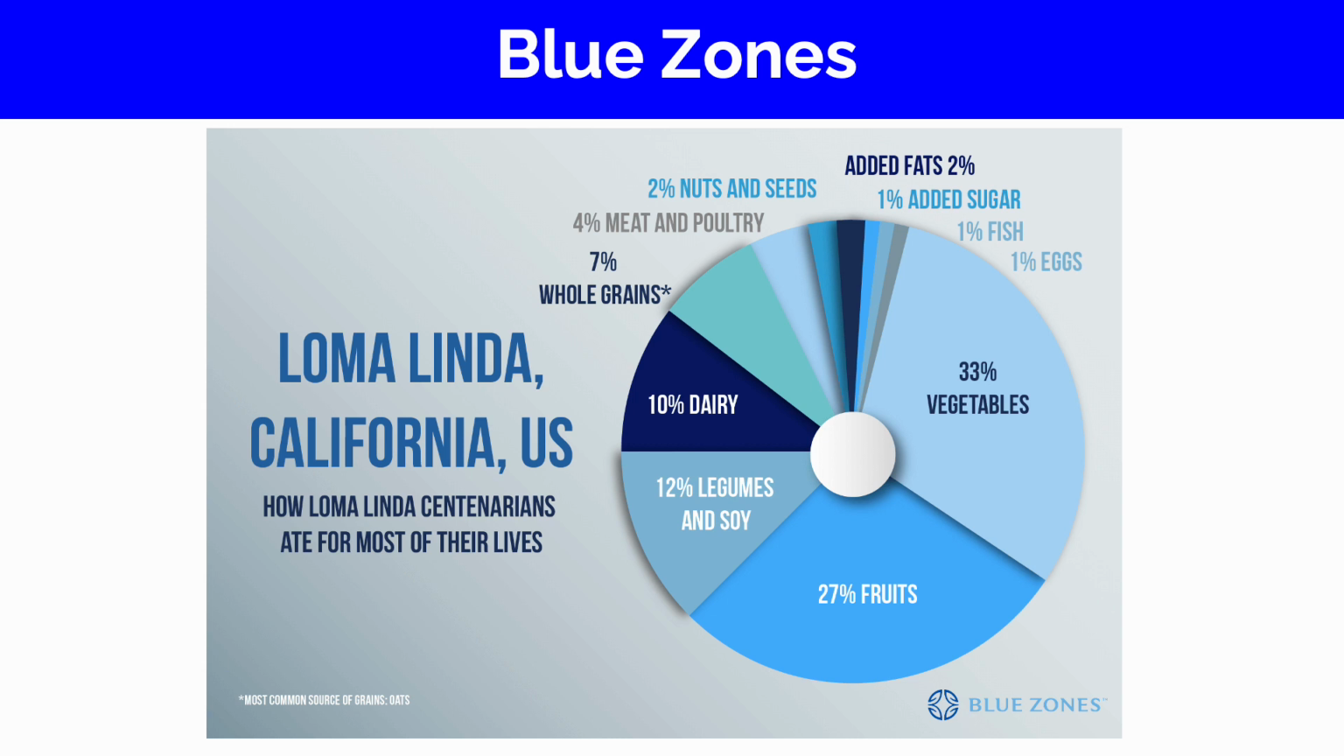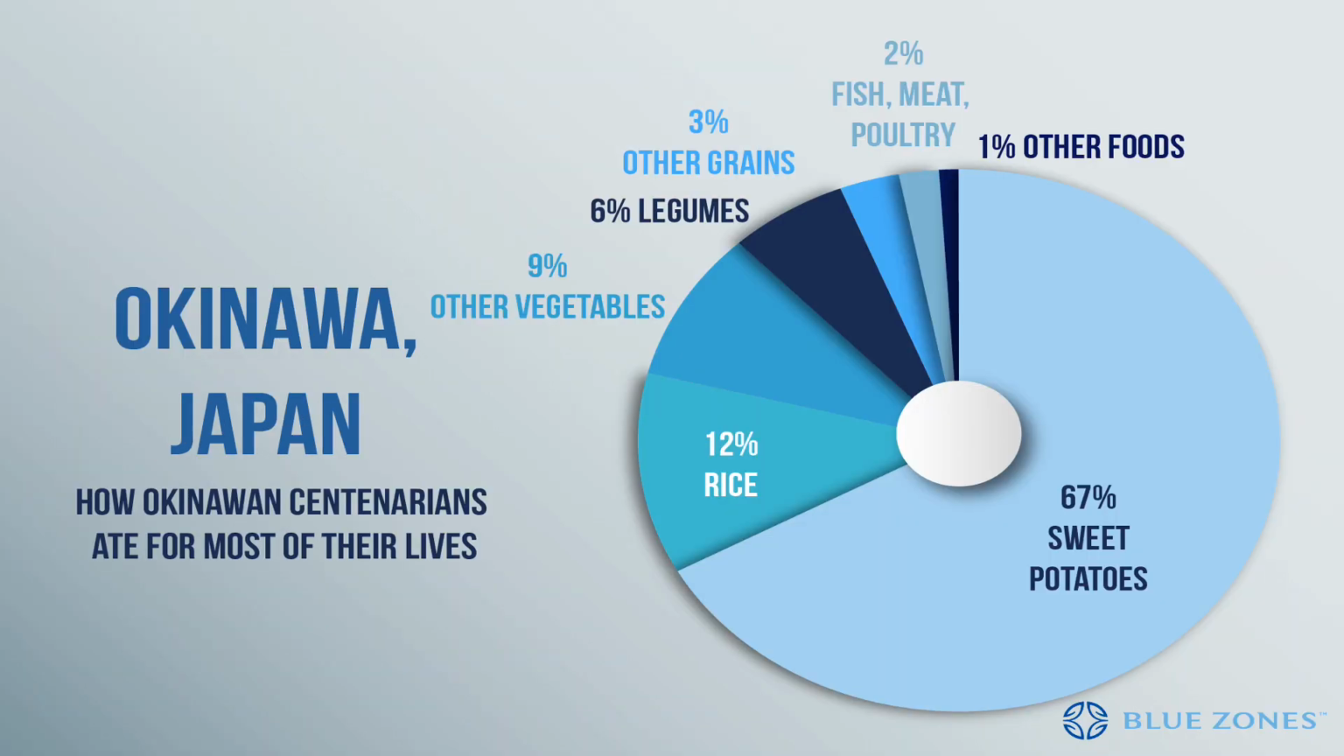So this graph shows what those who lived to be 100 plus in Loma Linda ate. We can see that these people had a diet that largely comprised of fruits and vegetables, with over 60% of the diet being comprised of this. We also see that their diets are low in added sugars and fats. This graph shows what those who lived to be 100 plus in Okinawa ate, and we see that their diet's very different than the other one. It's more high in sweet potatoes, which comprised 67% of their diet, rice, 12% of their diet, and other vegetables, 9% of their diet.